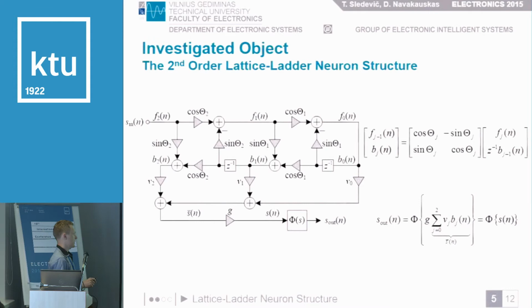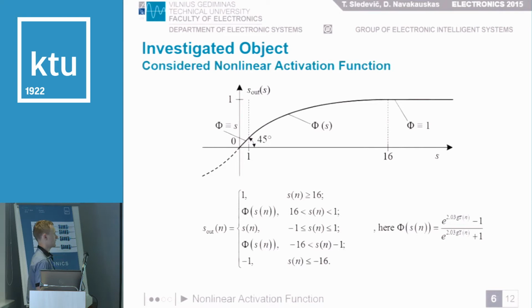So here's our object: a single Lattice-Ladder neuron with second order lattice and ladder parts. Here we have the gain and our activation function. We store only the nonlinear part in our lookup table. We put the input value through to the output because here the values are the same, and here it is constantly one.